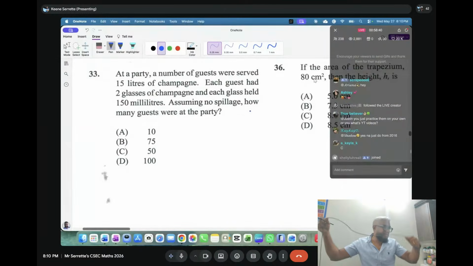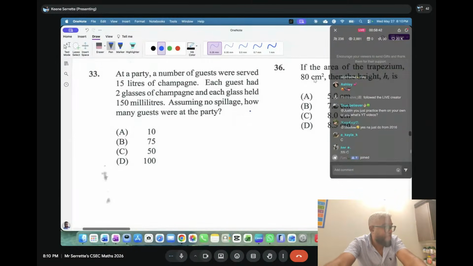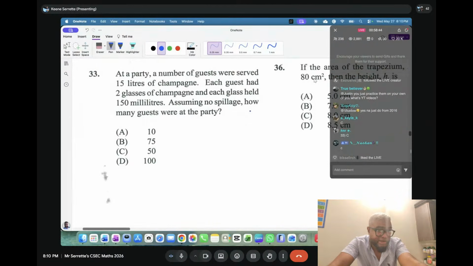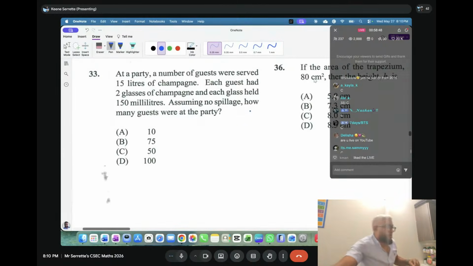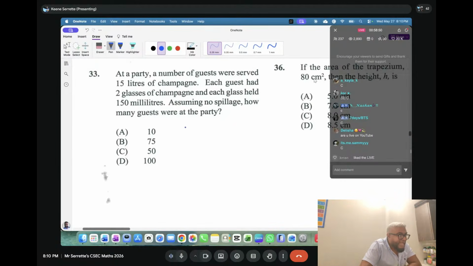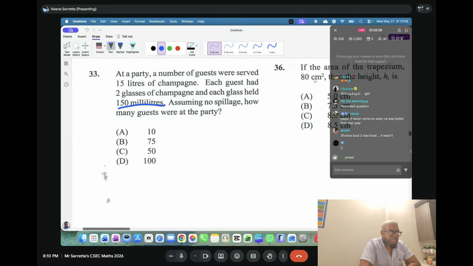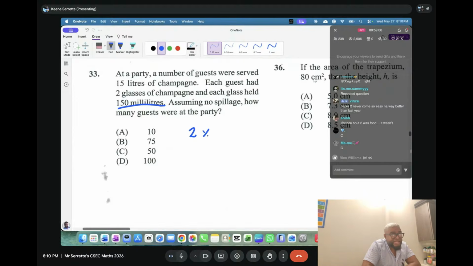At a party, a number of guests were served 15 liters of champagne, right? Each guest had 2 glasses of champagne and each glass held 150 milliliters. Assuming no spillage, how many guests were at the party? So each guest got 2 glasses, so I need to find out how many milliliters each guest gets.